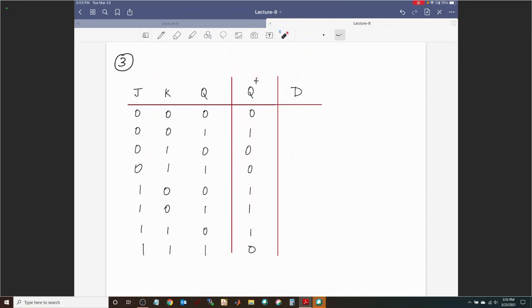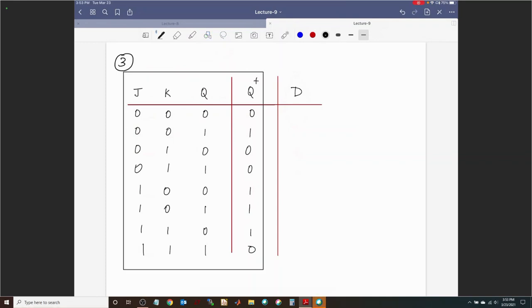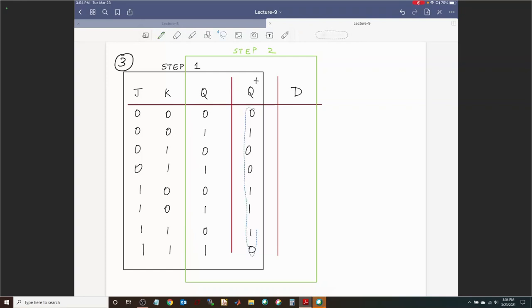Another way of looking at it is, this was our first step. Step one. And this is our second step. That's right, Q plus. All you have to do is copy this and paste it right here, and you're done.